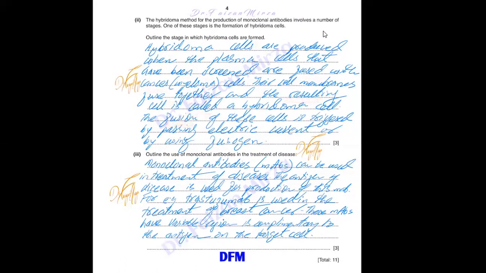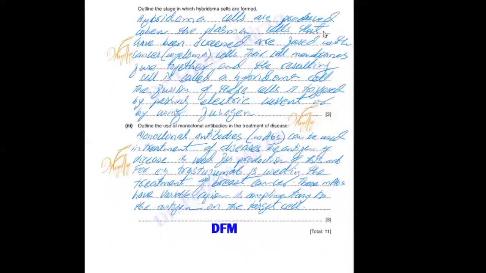The fusion of these cells is triggered by passing an electric current, because when you pass an electric current, the phospholipids start to move about in a different manner. So the cells can fuse, or you can use a chemical called a fusogen. So either of them can be used.